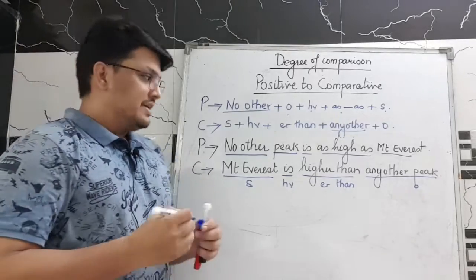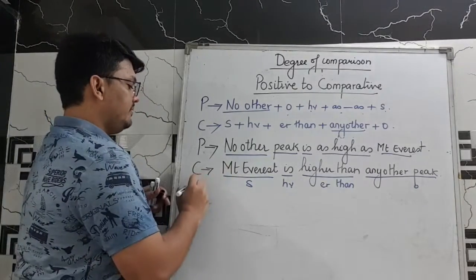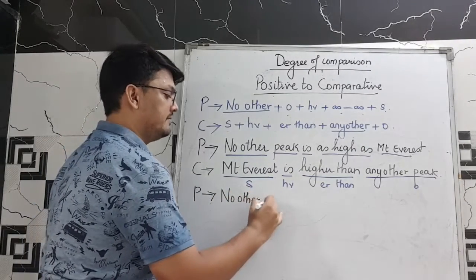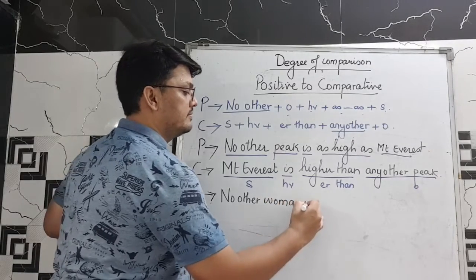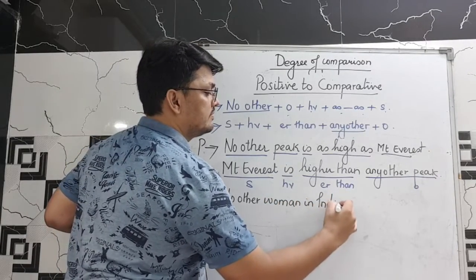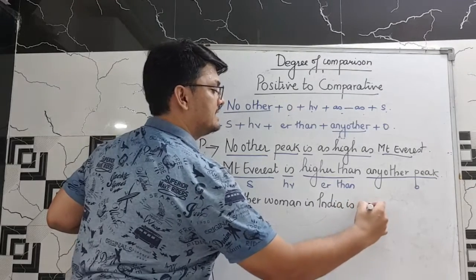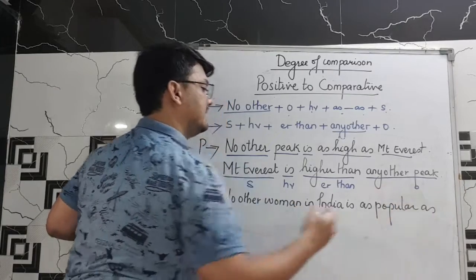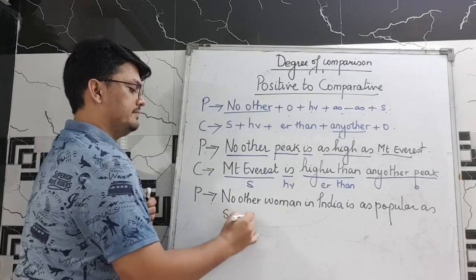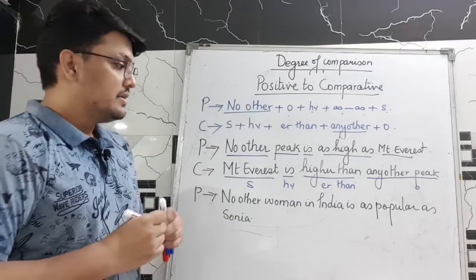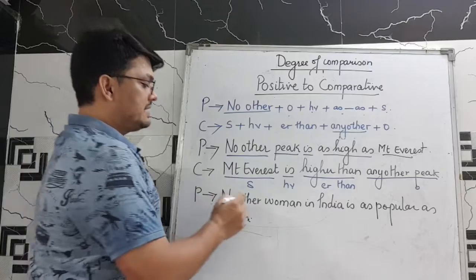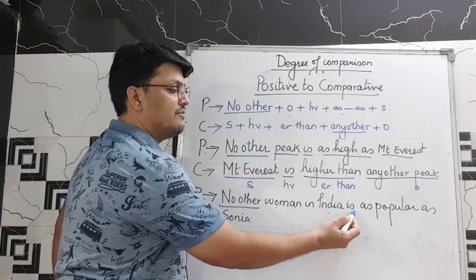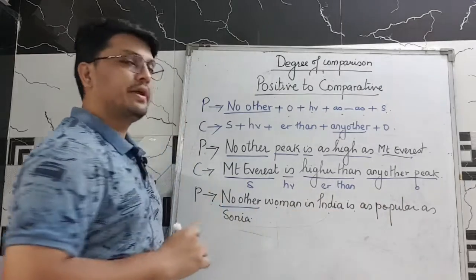Let's take one more example. No other woman in India is as popular as Sonia. So now student, you can see I have started with no other, follows with my object woman in India, helping verb is as popular as Sonia.